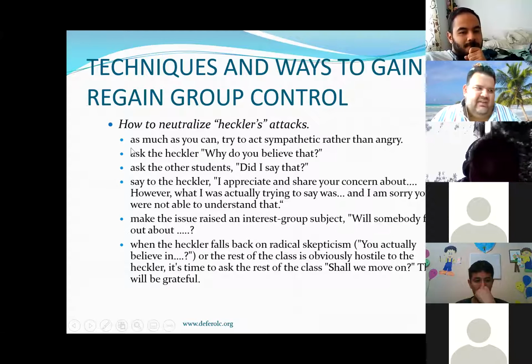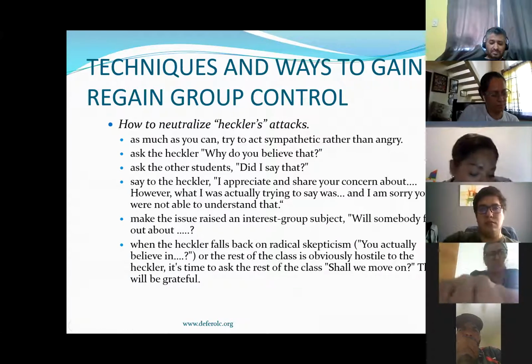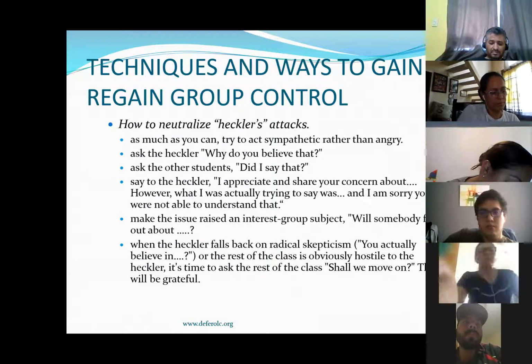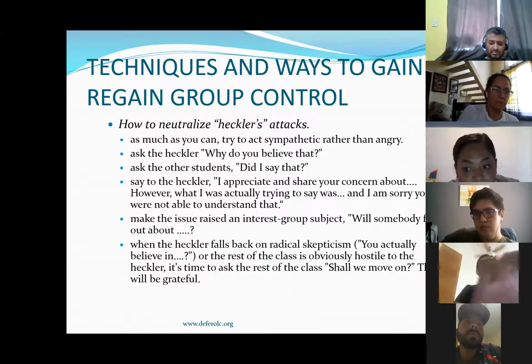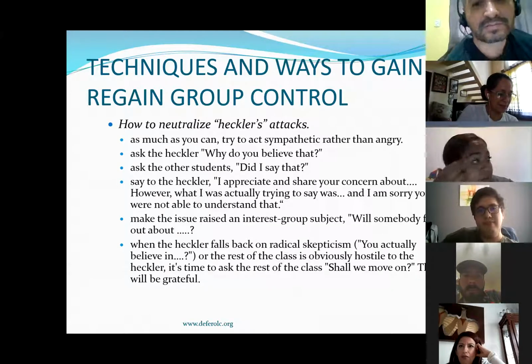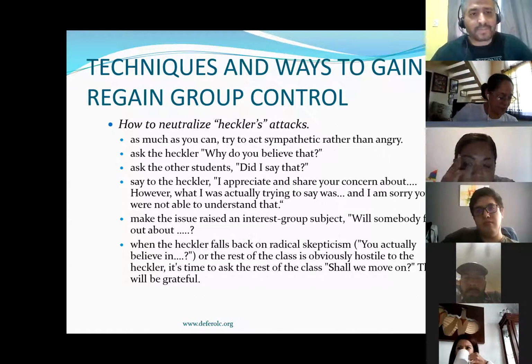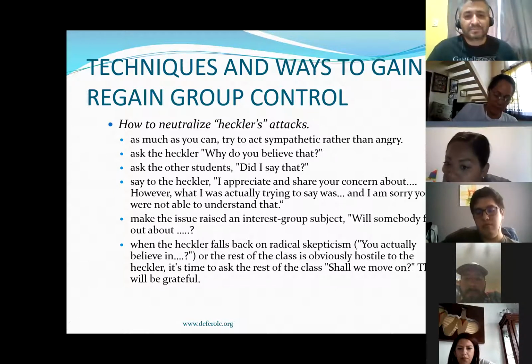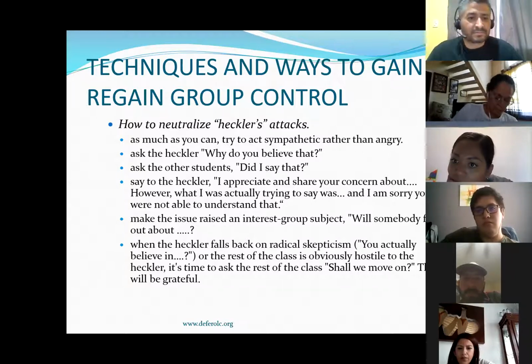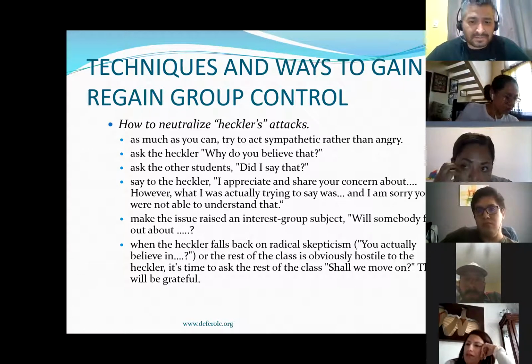Okay, here are some strategies. How to neutralize a heckler's attack. Can you read this, Daniela, number 1? As much as you can, try to act sympathetic rather than angry. Very good. Remember, he who gets angry loses. That's a universal rule. A heckler wants to get on your nerves. So if you're sympathetic, if you're calm, if you relax, that's the first rule to neutralize that person.